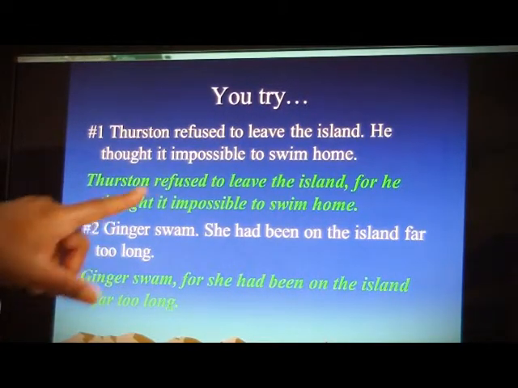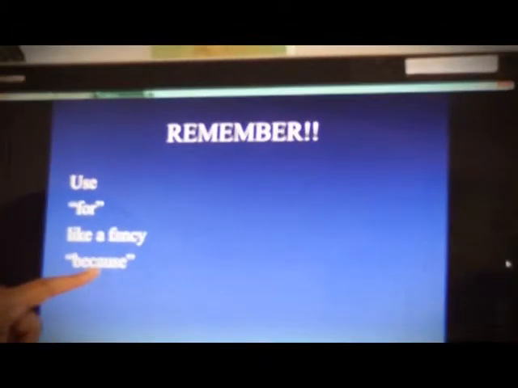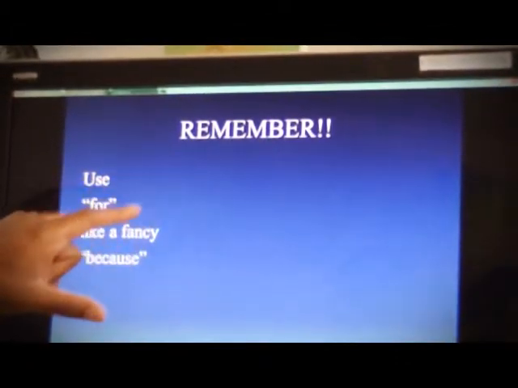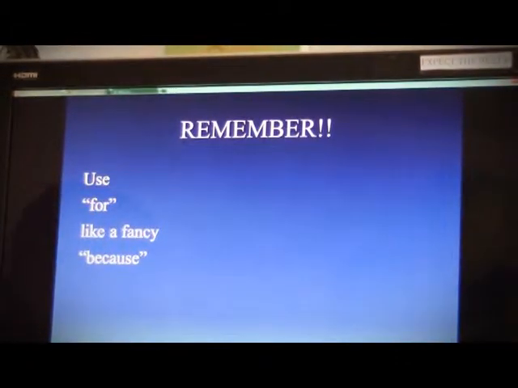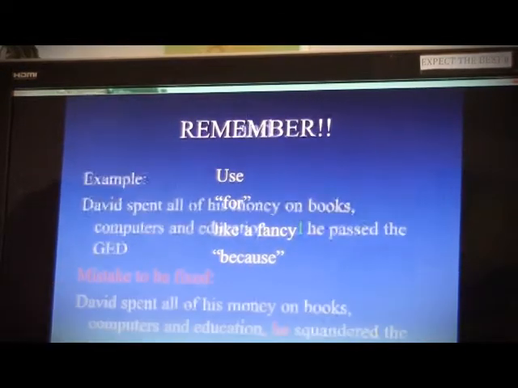Probably tired of Thurston chasing her around, even though Thurston was married to Mrs. Howell. Use for like a fancy because. That's what's going on. That's when you use for as a conjunction. Ooh, that means it's fancy.